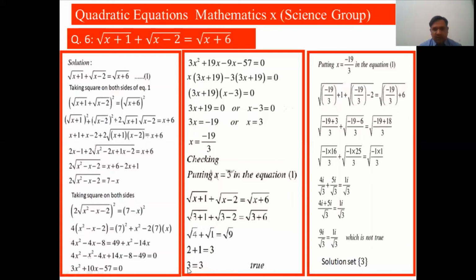So 3 is equal to 3, which is true. So x is equal to 3 is the solution of this radical equation.